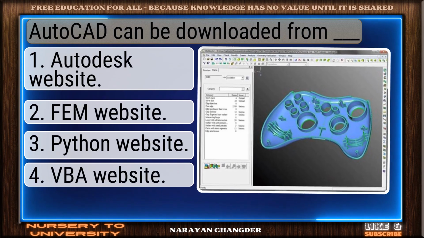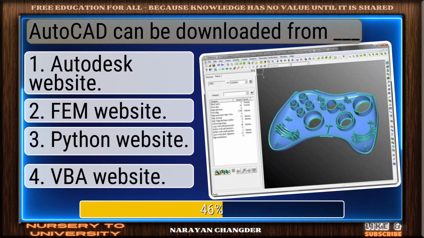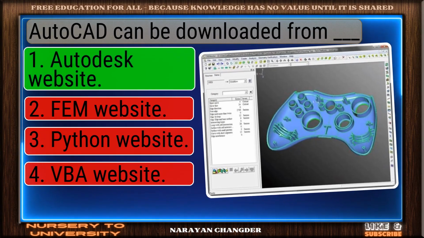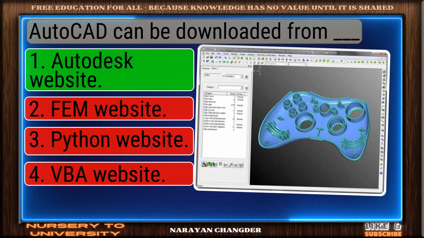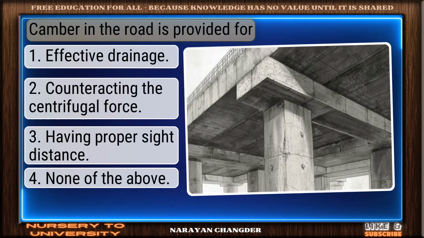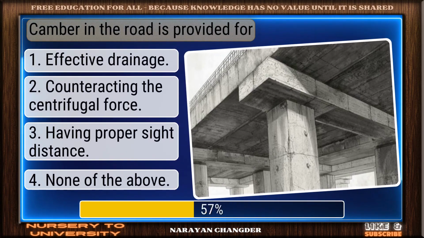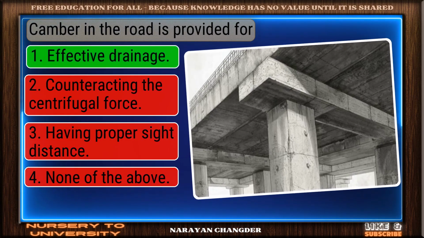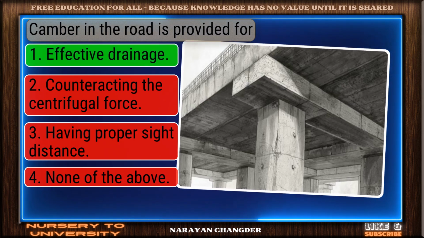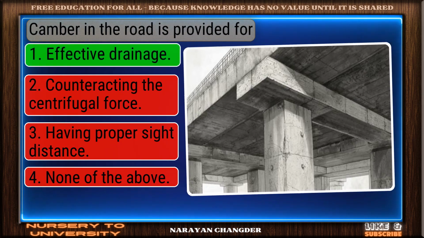AutoCAD can be downloaded from dash. Nice selection. Autodesk website is the correct and valid answer. Camber in the road is provided for... Correct. Effective drainage is the right answer.